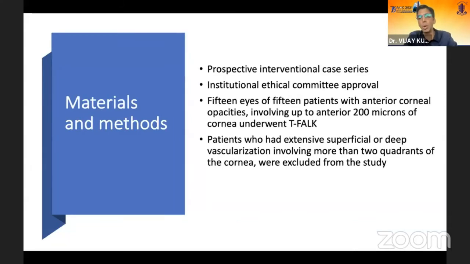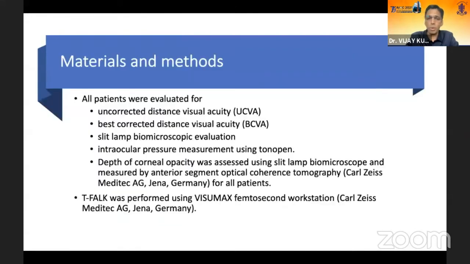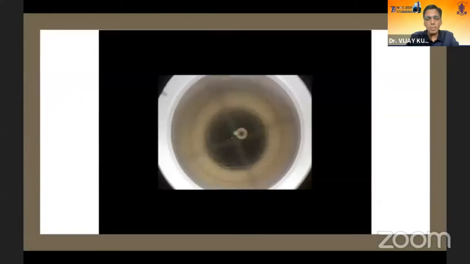To circumvent these problems, we conducted this prospective interventional case series of 15 eyes of 15 patients with anterior corneal opacities involving up to 200 microns of cornea, and we took them for the TFALC procedure. All the patients underwent uncorrected and best corrected visual acuity evaluation, slit lamp biomicroscopic evaluation, IOP measurement, and depth of corneal opacity was assessed using an anterior segment OCT. The procedure was done using a VisuMax femtosecond workstation.